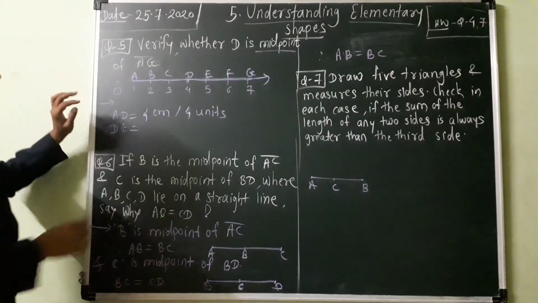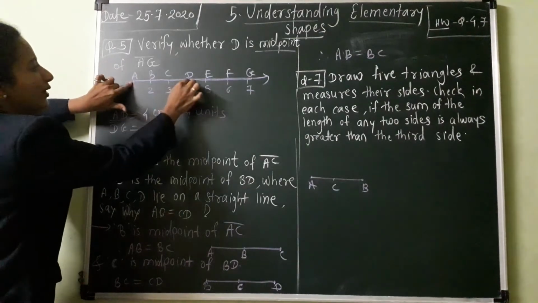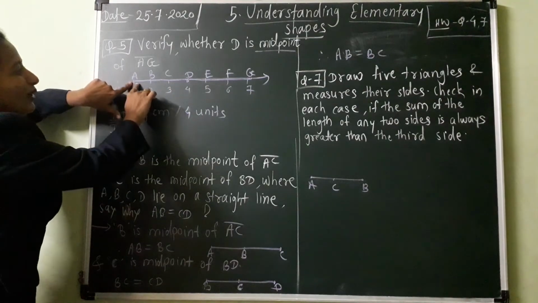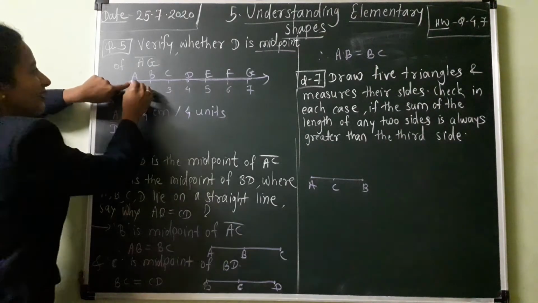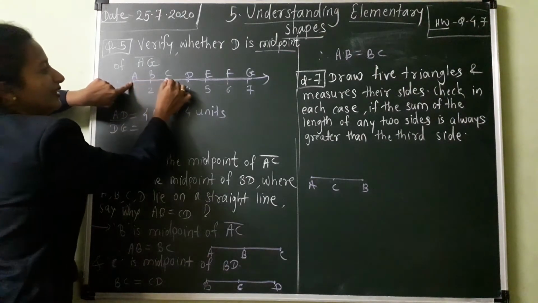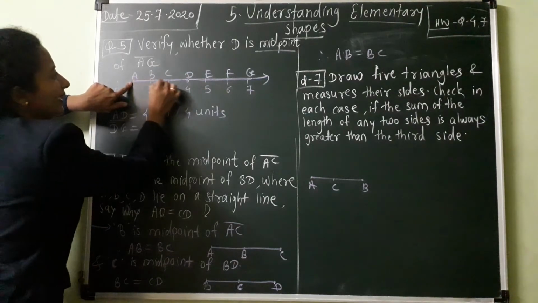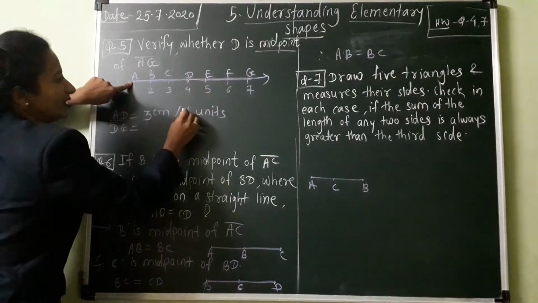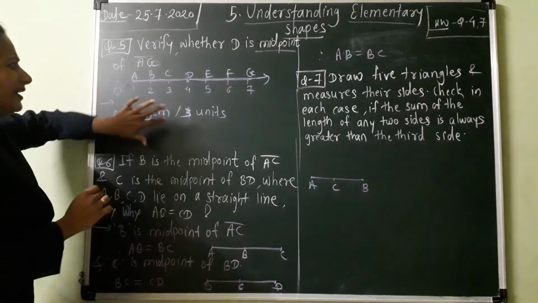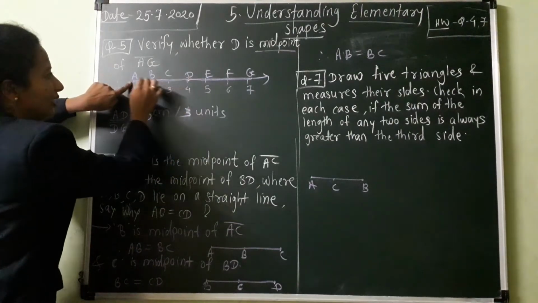See students, we have to measure the length of AD, A to D. The distance between A and B point is 1 unit, right? Here 1 unit, here 2 unit, here 3 unit. What is the length of AD? It's 3 units. By mistake, I wrote 4 centimeter here; it is 3 units. Again I repeat, we have to measure the length from A to D.